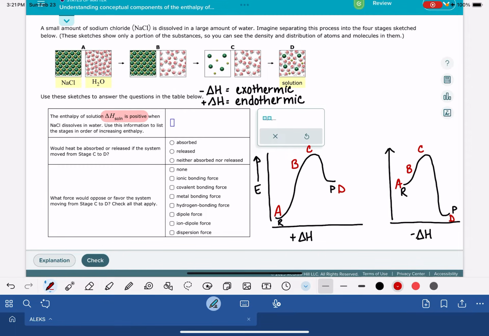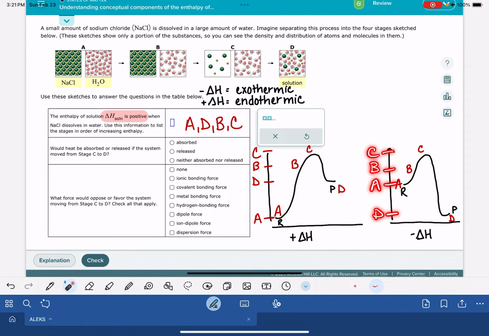Now, we're being asked specifically to rank the stages in order of increasing enthalpy. And so that is just going to be looking at where they lie on this enthalpy diagram. This is where my stage A ended up. I'm going to get that E out of the way. And this is where my stage D ended up. And B is here and C is here. So for a reaction that has a positive delta H, your stages in order of increasing enthalpy are going to be A, D, B, and then C. If you have an exothermic process, it's going to be D, A, B, and C in that order. So that's the first part of the problem.